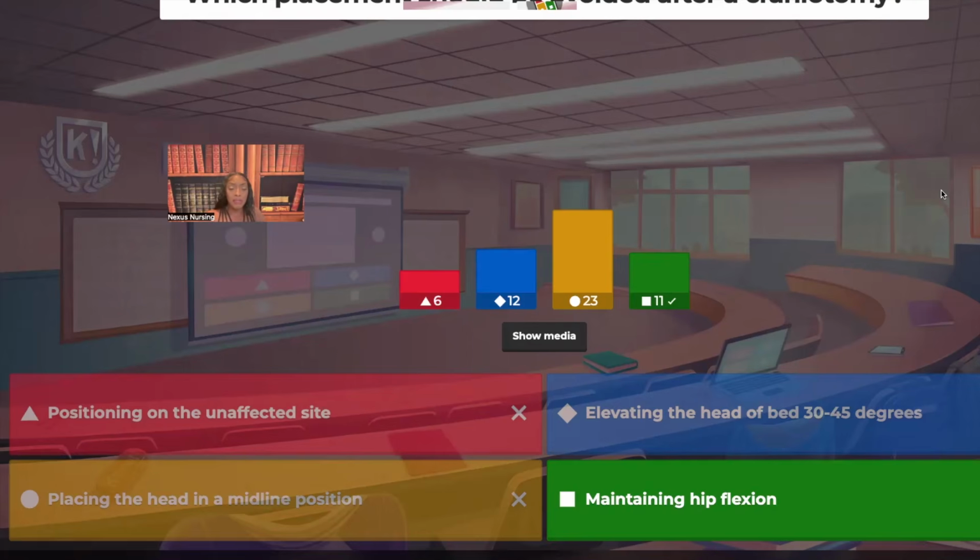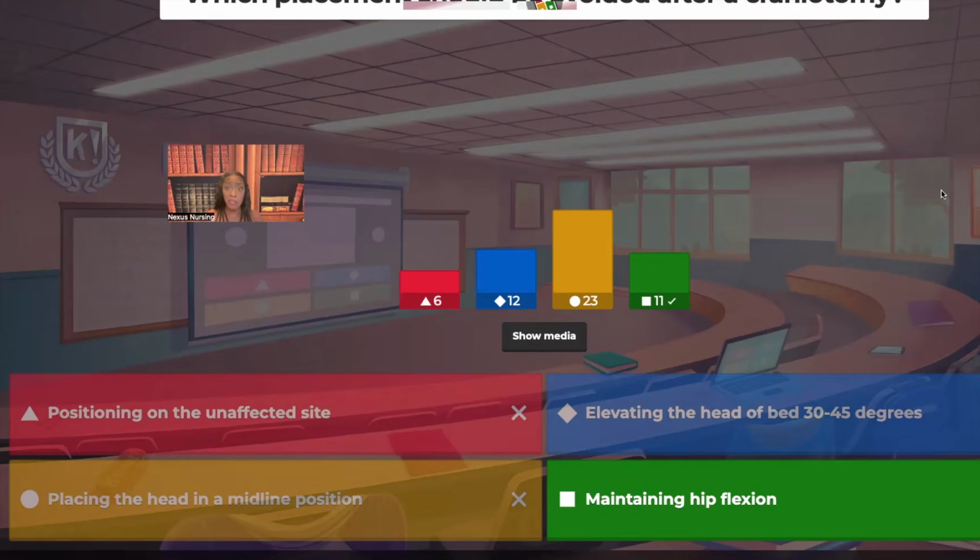Placing the head midline. We want to do that. Why? We don't want the patient to get increased intracranial pressure. What do I mean when I say midline? Straight. We don't want the head like this. We don't want the head like this. We don't want the head like this. We don't want the head like this. All of those positions can increase intracranial pressure. We want the head in a neutral position midline. So we wouldn't avoid doing that. So we're not going to choose that.